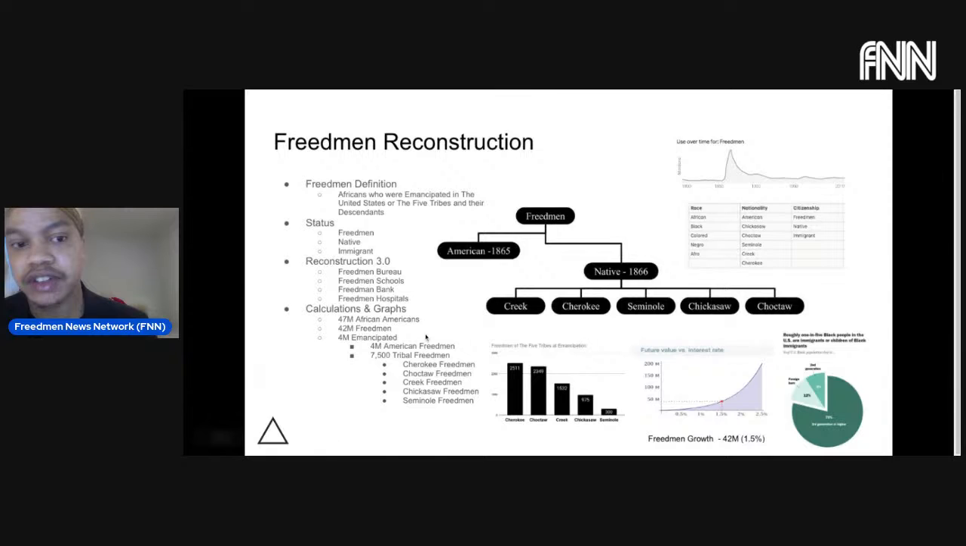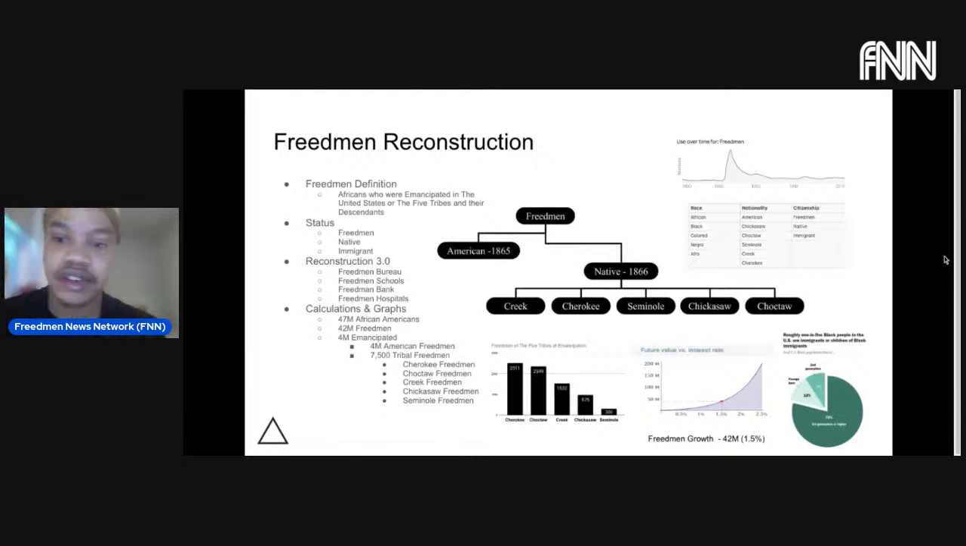Similar to the Bureau of Indian Affairs and the Bureau of Indian Education, we need our Reconstruction institutions, and they need to be created indefinitely so that they don't get overturned by any type of administrative changes.